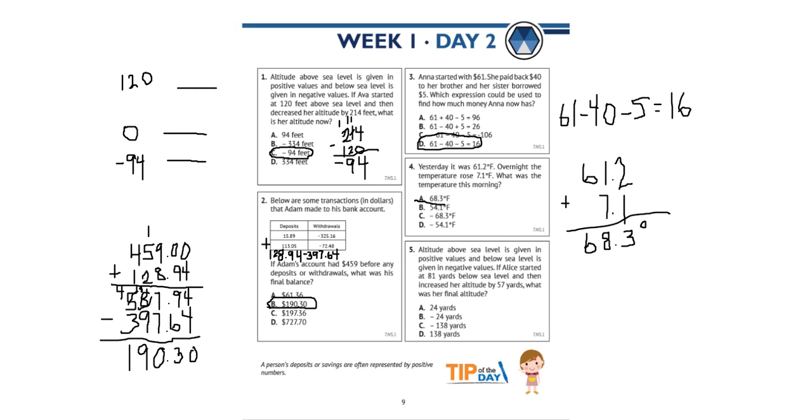Number 5. Altitude above sea level is given in positive values and below sea level is given in negative values. If Alice started at 81 yards below sea level and then increased her altitude by 57 yards, what was her final altitude? So let's go ahead and write sea level to 0. And she's starting at below sea level, 81, negative. And so what we're going to need to do is subtract.